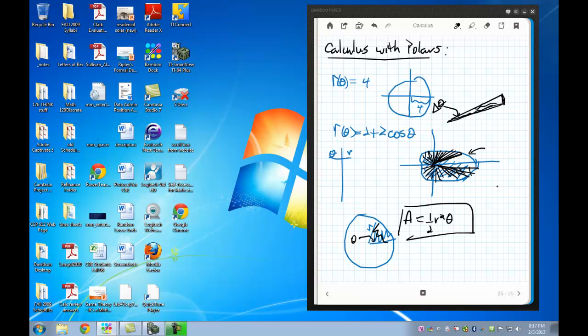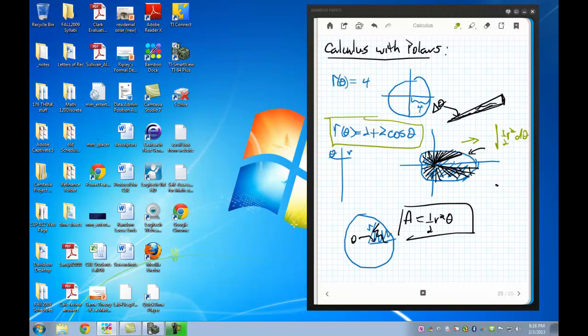So instead of having, let me change the color over here. Instead of having area equals 1/2 r squared theta like we would for finding the area of a sector on a circle, what we would have is the integral of 1/2 r squared, so whatever r is, that's this guy right here, whatever r is, it would be 1/2 r squared d theta.